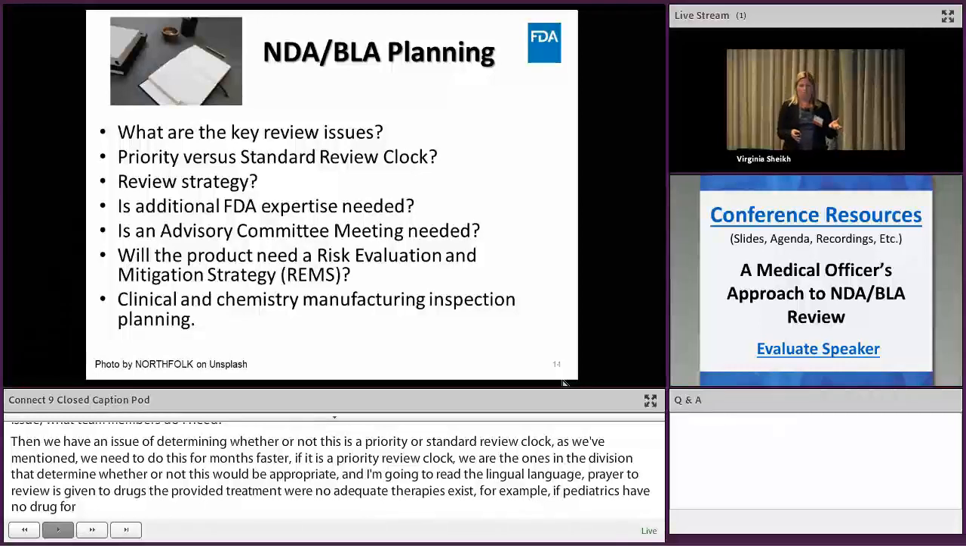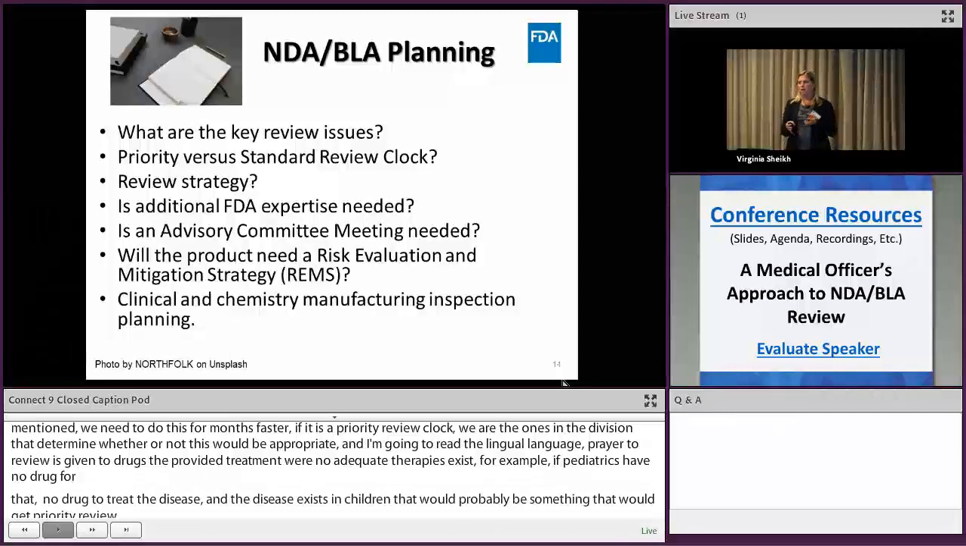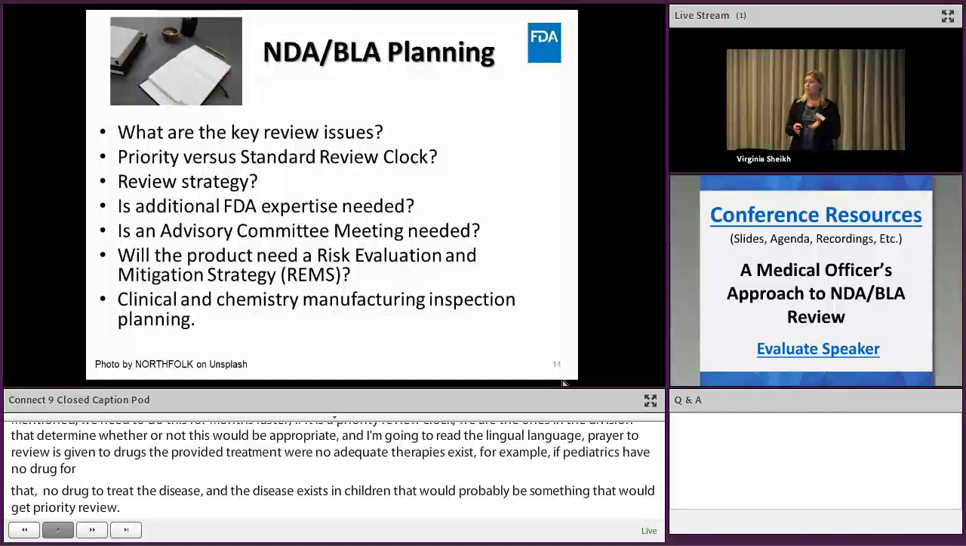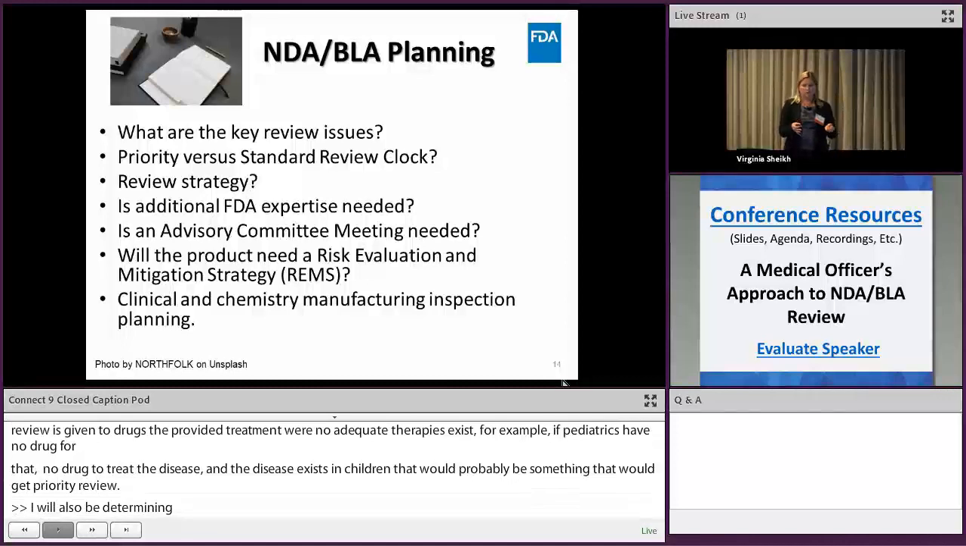I'll also be determining, is there additional FDA expertise that I need beyond what would be part of what we normally do? And that, obviously, would probably have been enrolled earlier, but maybe there's a safety issue and I need a cardiologist, or I need someone who's an expert at EKGs or those kind of assessments.